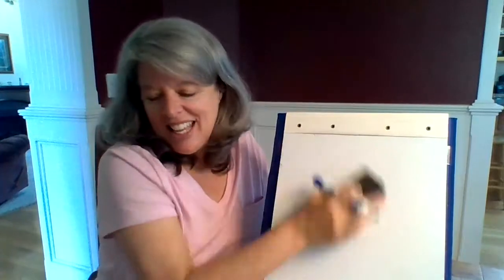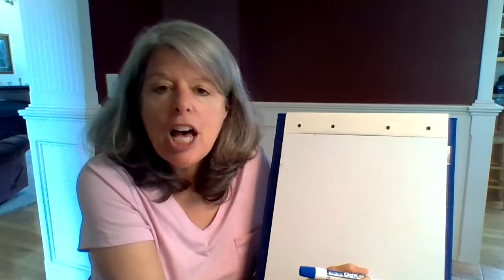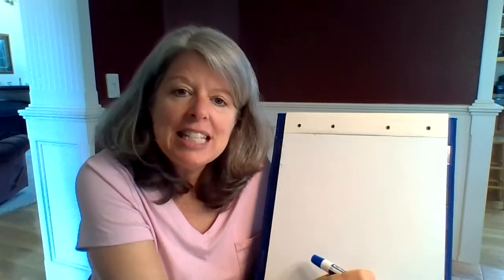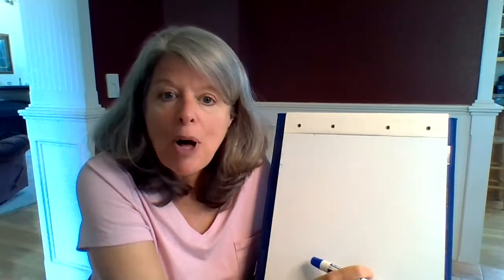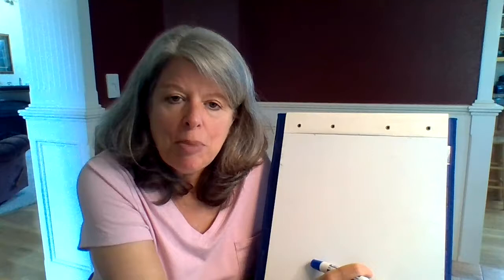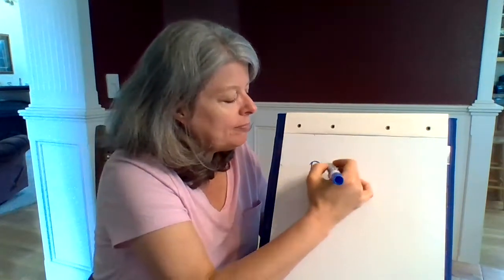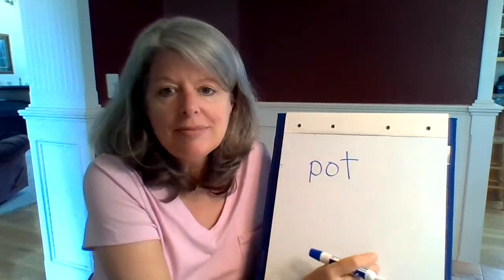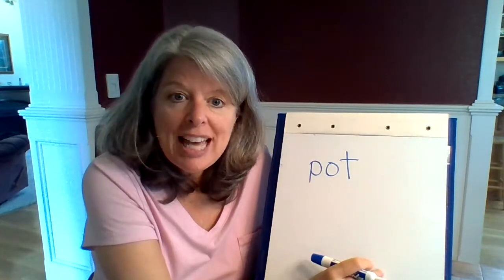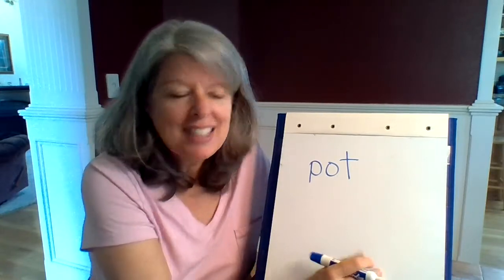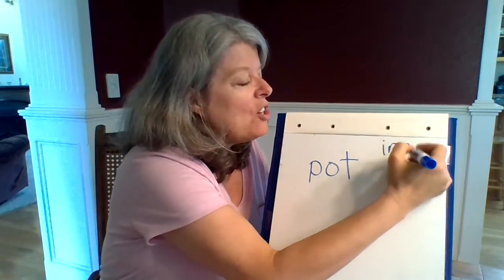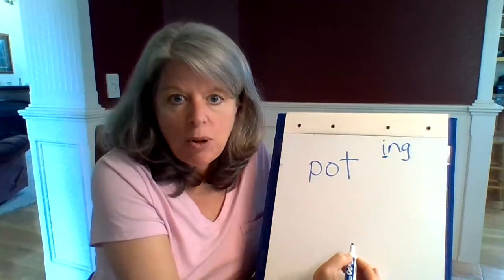All right, our next word is potting. Since it's been spring, I've been potting a lot of plants. Potting. What's the root word in potting? Pot. Spell that. Now we need to add our suffix, potting. How do we spell ing? I-N-G. Notice that it starts with a vowel.